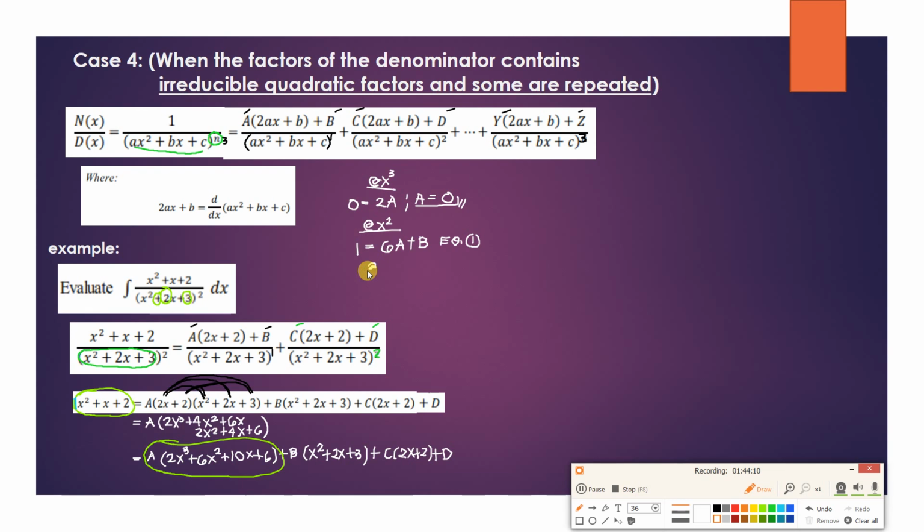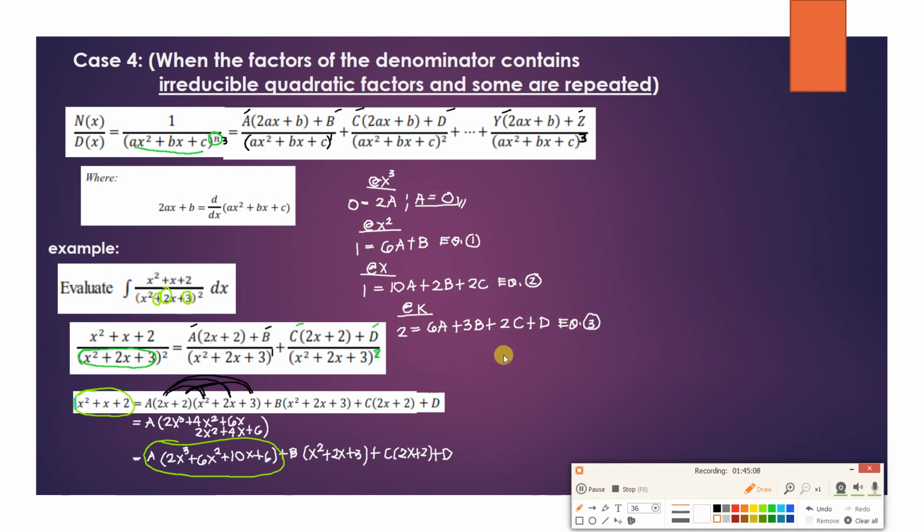Next, at x naman. Okay, so yung left term, left member, meron isa. Kay A, meron 10. Kay B, meron 2. C, meron 2 rin. Kay D, wala. Equation number 2. Next, at constant. Okay. So, sa left term, meron dalawa. Kay A, meron 6. Kay B, meron 3. And C, you have 2. And D, you have 1. Equation number 3.